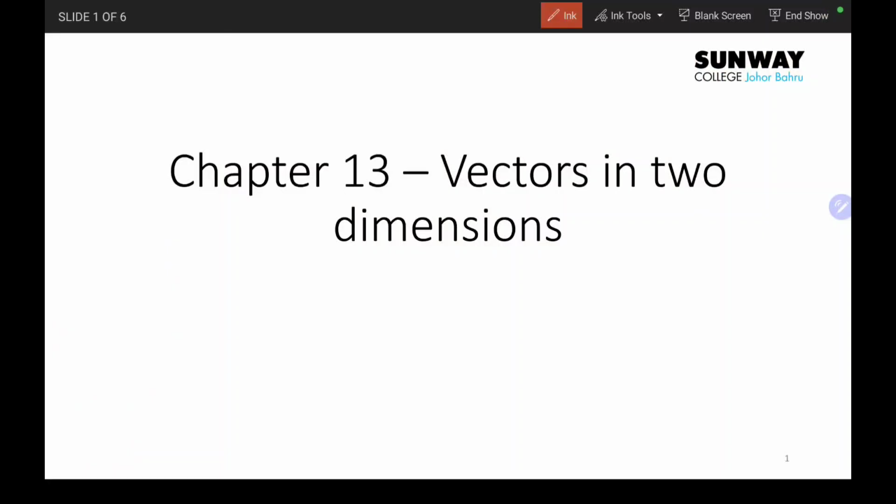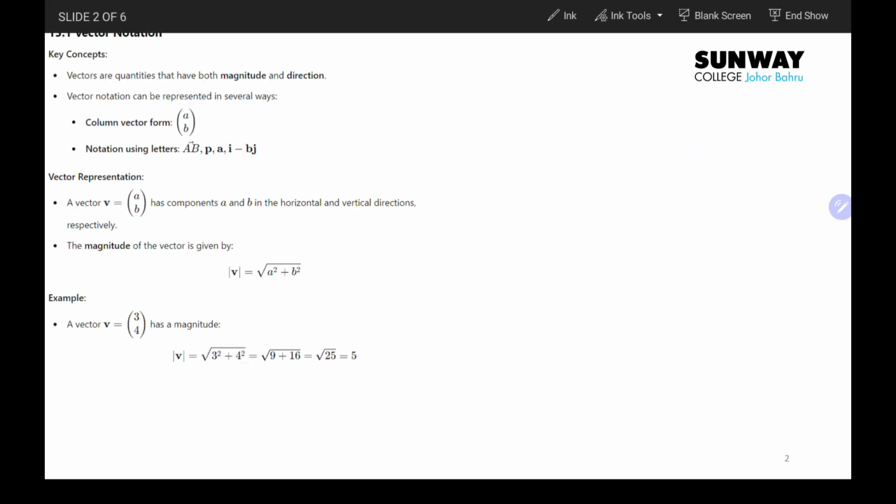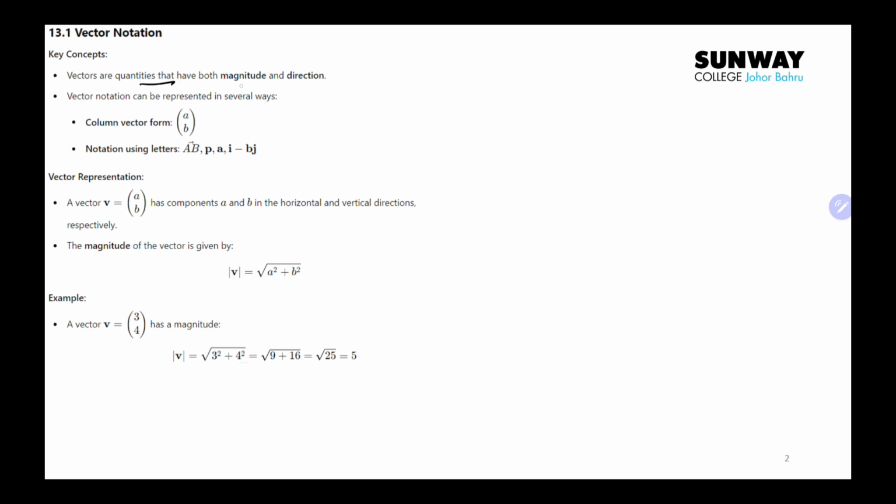Learn about vectors in 2 dimensions. Vectors are quantities that possess both magnitude and direction.